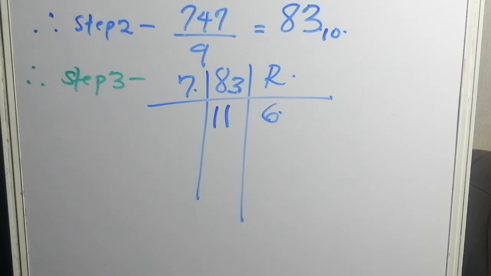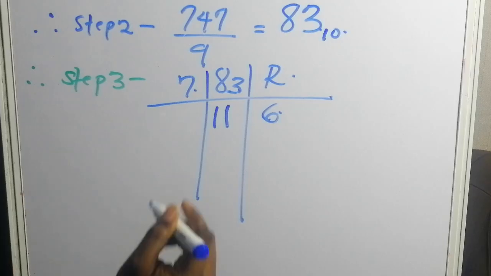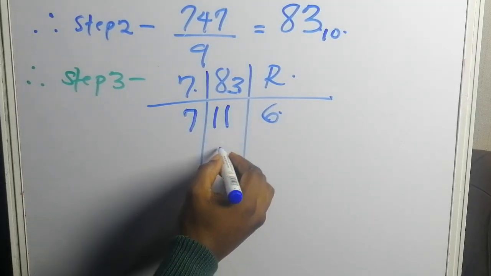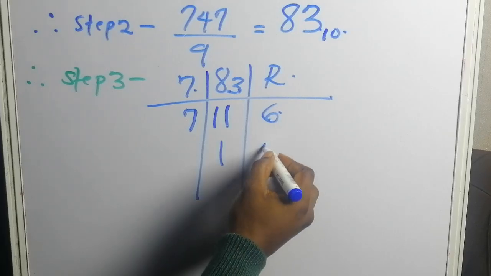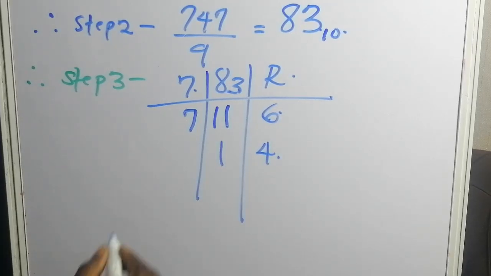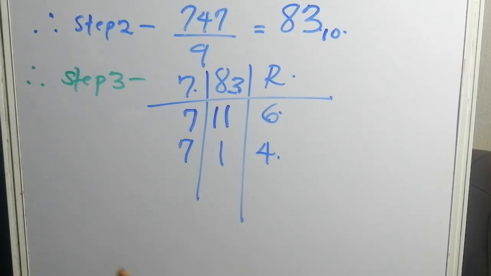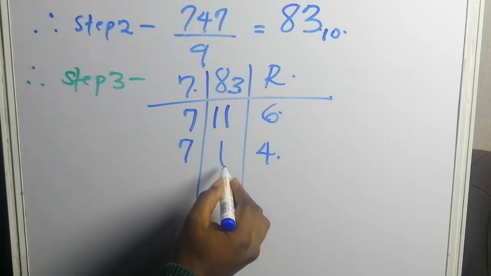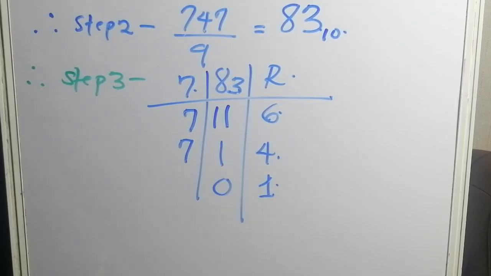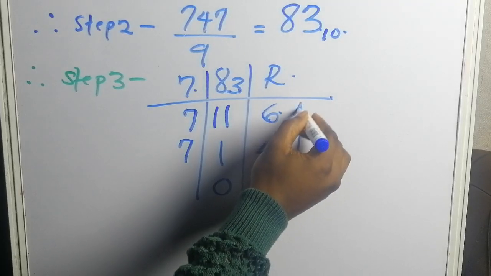That is 7 times 11 is 77. So 77, we have 78, 79, 80, 81, 82, 83. That is 6, so it will remain 6. Can 7 go in 11? Yes, 1. It will remain 4. Now we do it again. 1 divided by 7 is not possible, so we write 0 and bring the 1 here to remain 1. So you count from the beginning to the top.